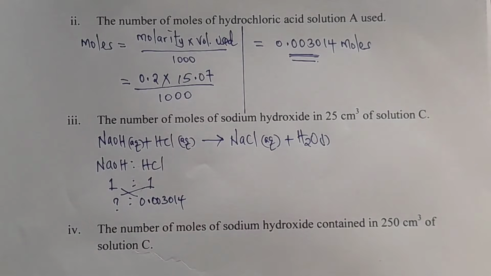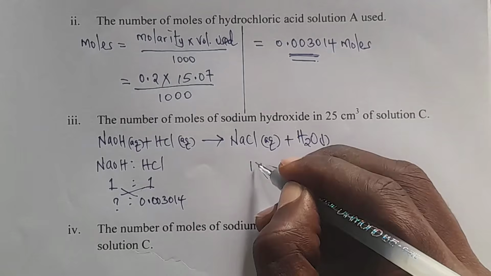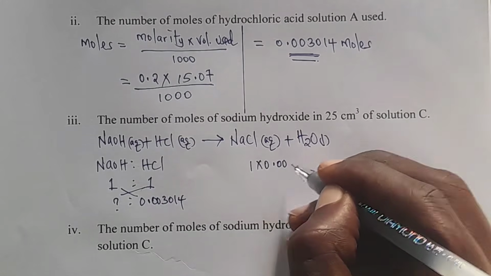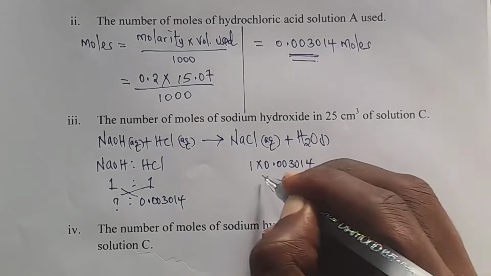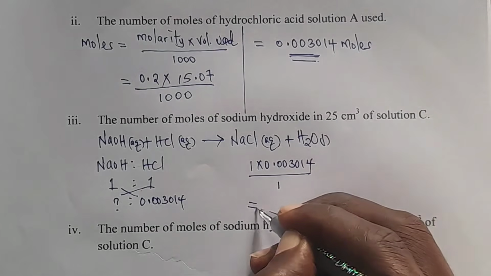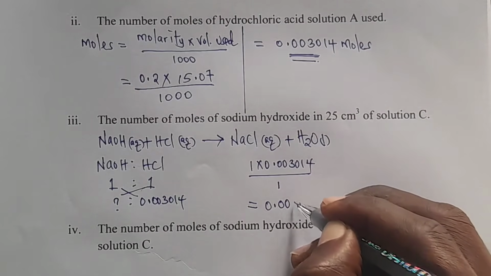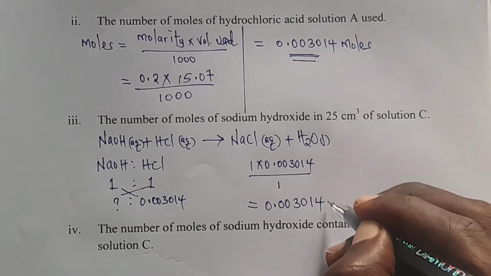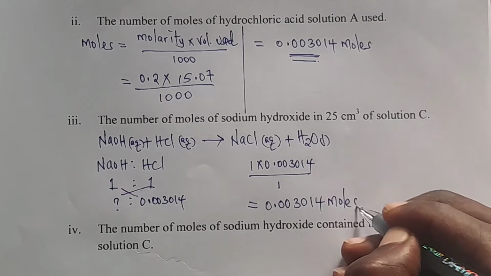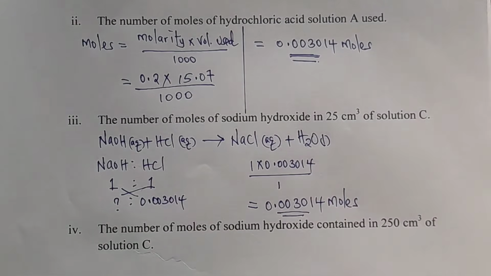We can cross multiply. There we are going to get 1 times 0.003014 divided by 1. Here we are going to get 0.003014 moles of sodium hydroxide. That will be the number of moles.